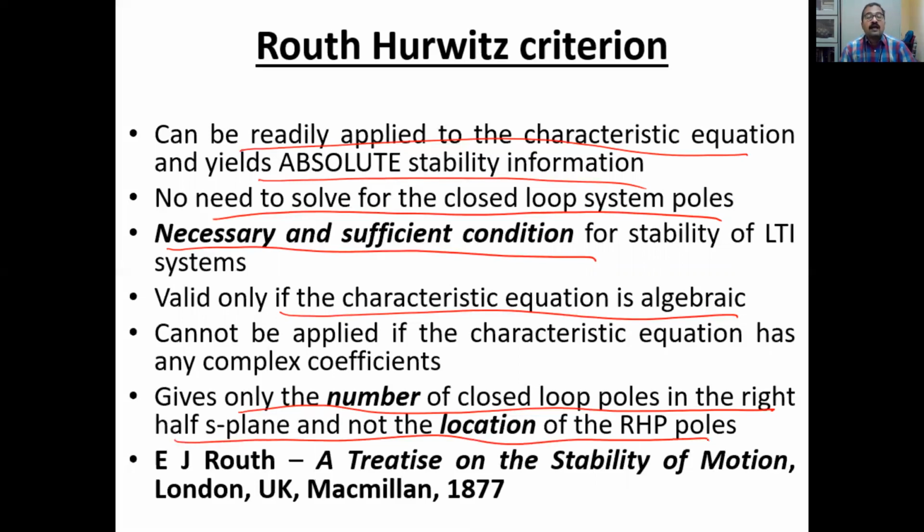Say, for example, I have a cubic order polynomial, (s plus 1)(s plus 2)(s minus 3), right? So if you apply this condition, it will tell one pole is in the right half. It will not tell the pole is at s equal to plus 3. That location information it will not give you. It will simply tell how many poles are in the right half, whether one pole or two poles. It will not tell you where exactly the right half plane poles are located.